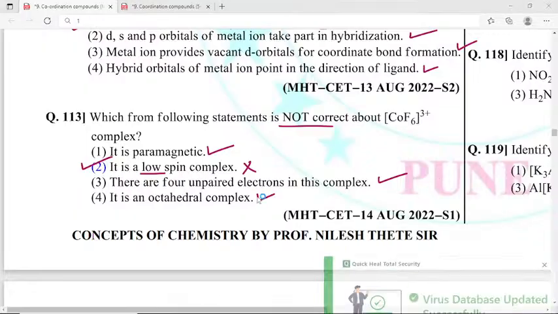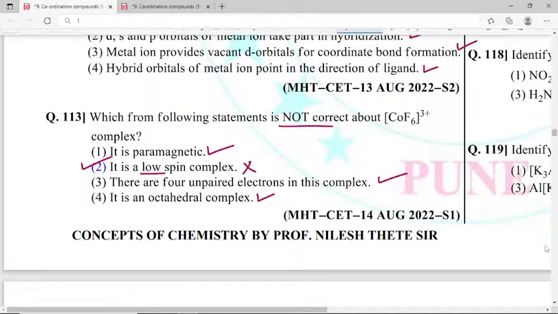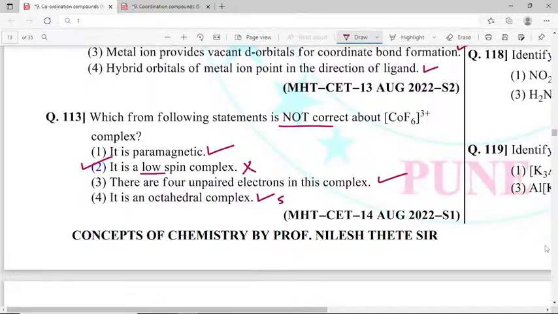Correct, because of the type of hybridization, sp3d2. sp3d2. Okay, get it?